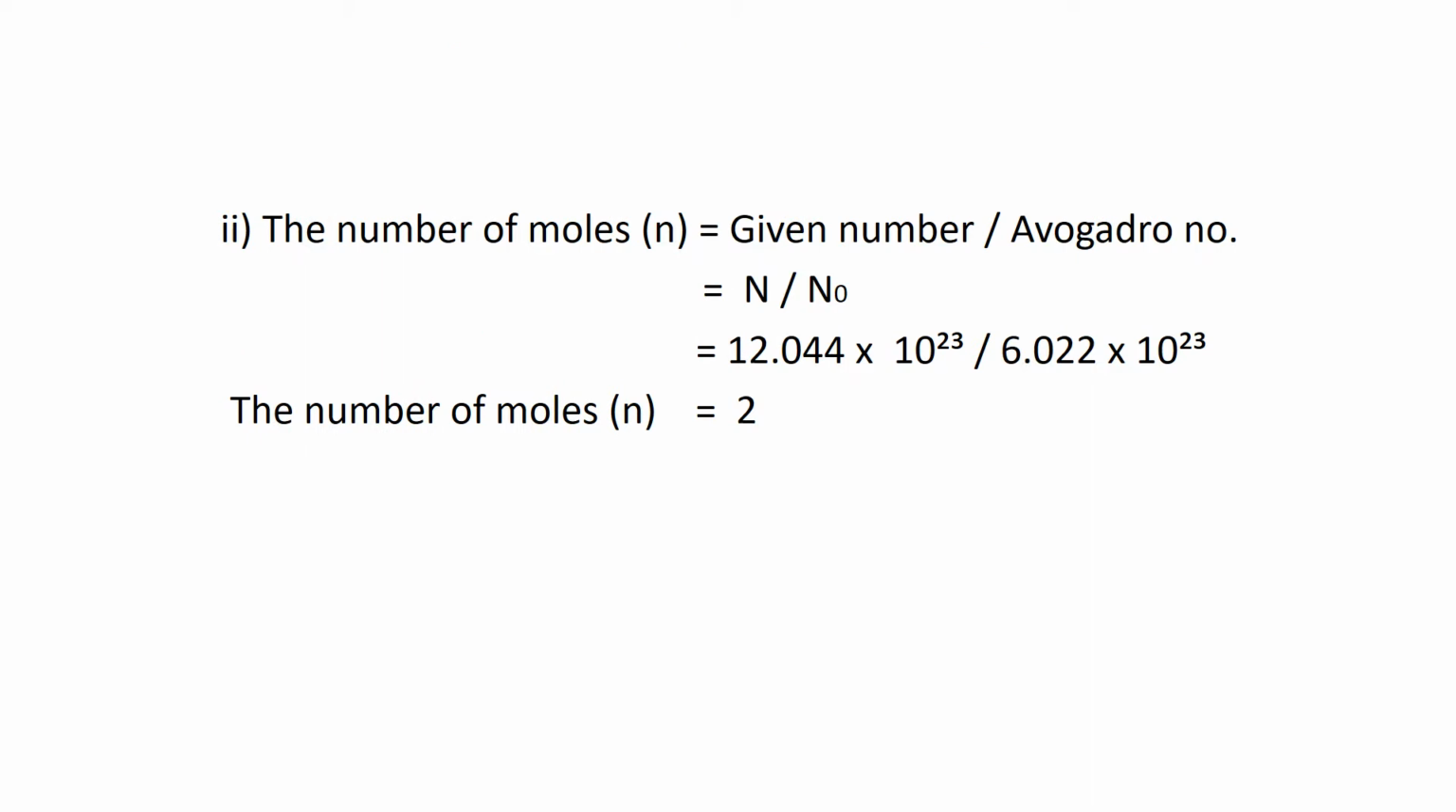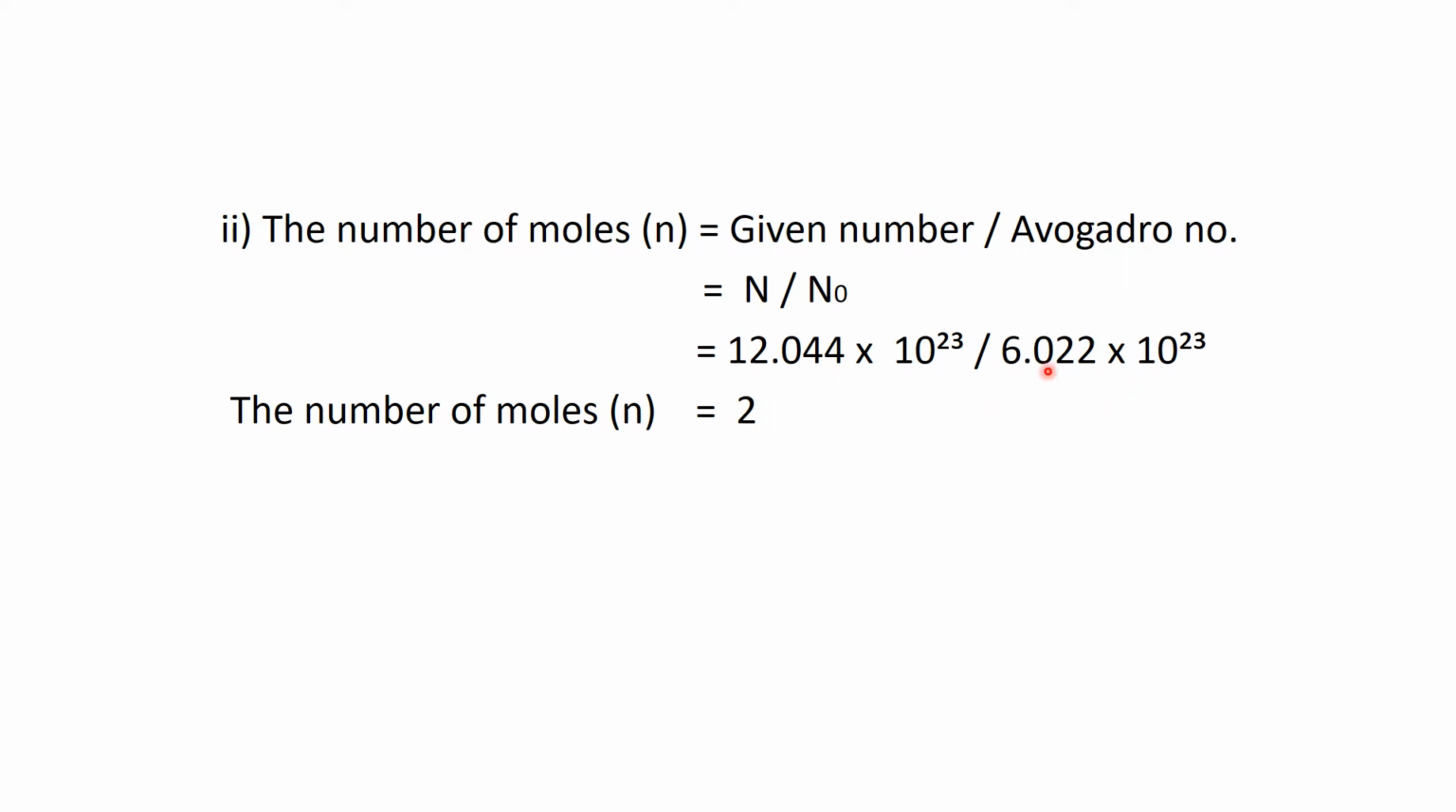Next, the number of moles is equal to given number upon Avogadro number, because here the number of particles is given. This 12.044 multiplied by 10 to the power 23 is the number of helium atoms. So the formula is small n is equal to capital N, that is the given number of particles, upon N0, that is the Avogadro number. You will write the given number, 12.044 × 10^23, and then upon 6.022 × 10^23.